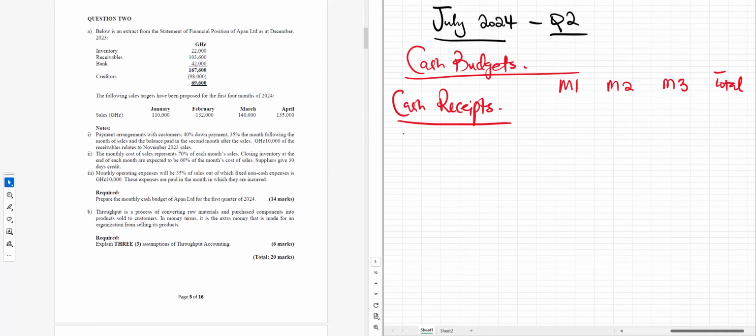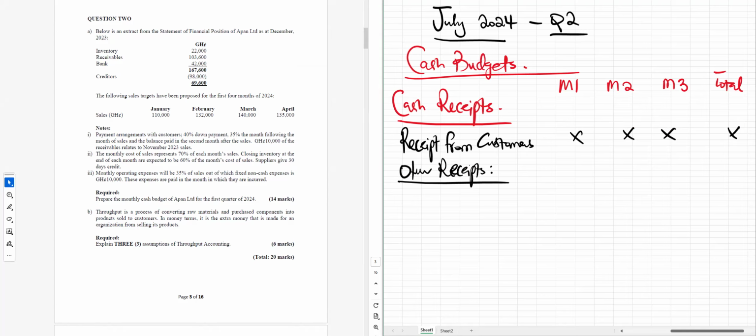So usually the common one that you have is your receipt from customers, right? That is your sales. If you sell on credit, when are you going to collect it? Then you have other receipts, other monies that you receive. So you can have investment income coming in. You can receive dividends. You can even sell properties, sale proceeds for assets. It depends on the question.